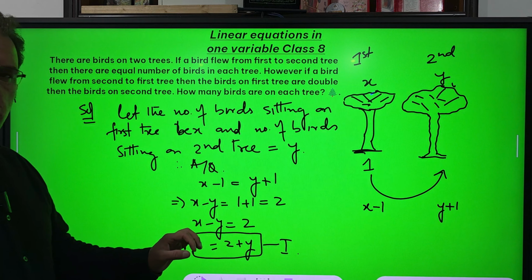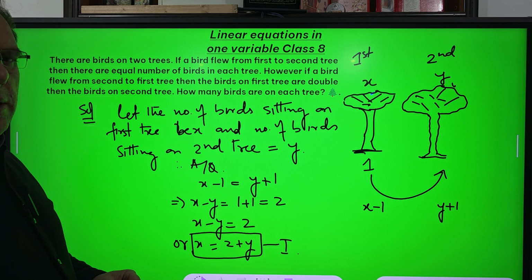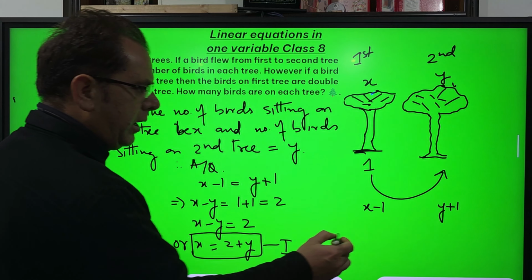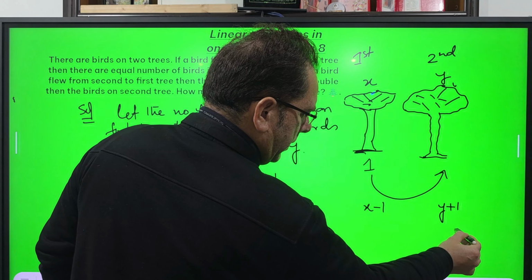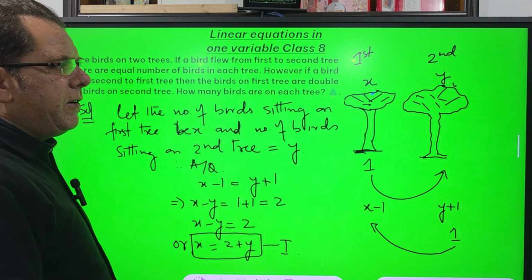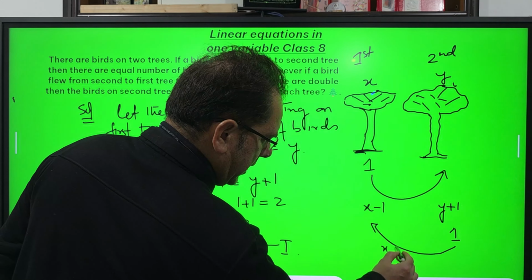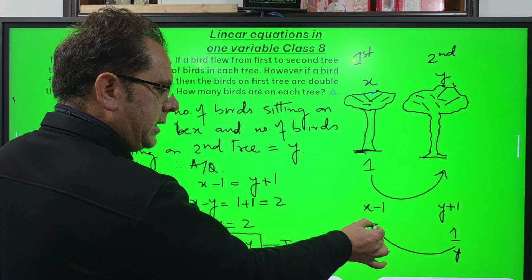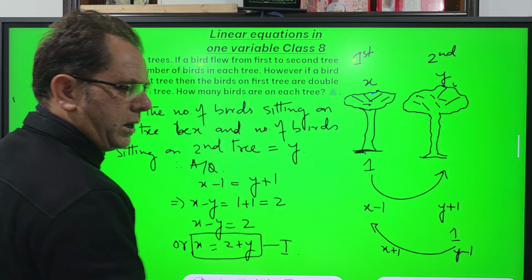Now let us keep this as the first equation. So we got this equation from the first condition of the question. Now let us move to the second condition of the question. So what is the second condition we have here? If one bird flew from the second and sat on the first tree, again the number of birds, as you know, is X and Y. So when a bird goes from here, this becomes minus 1 and this becomes plus 1.